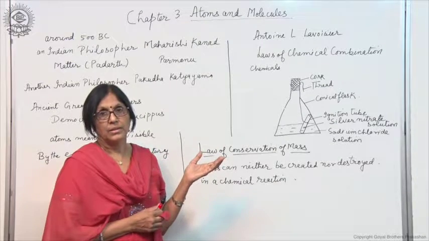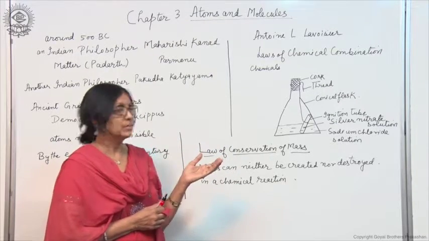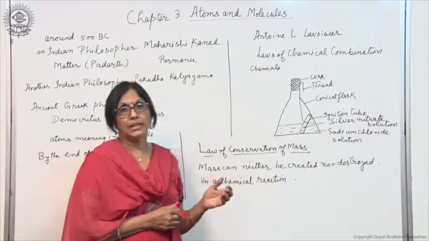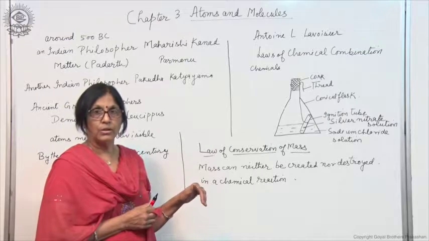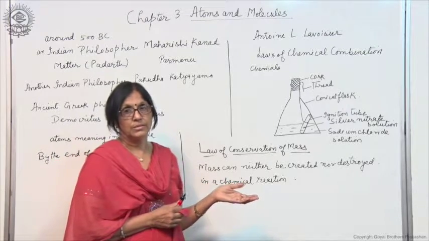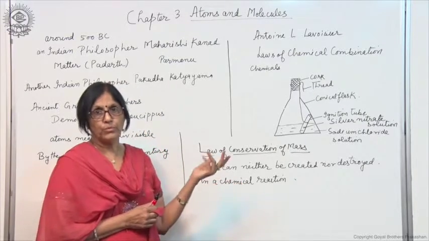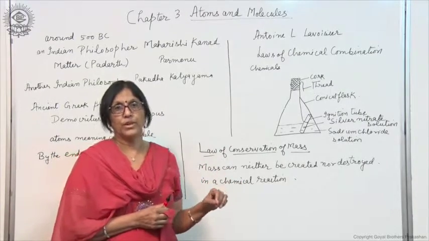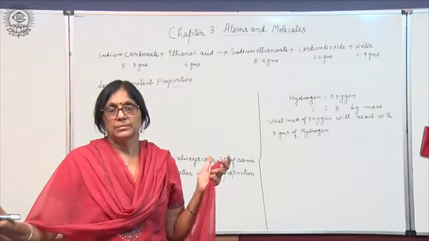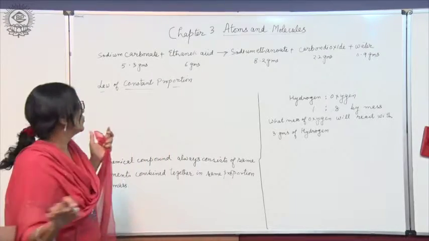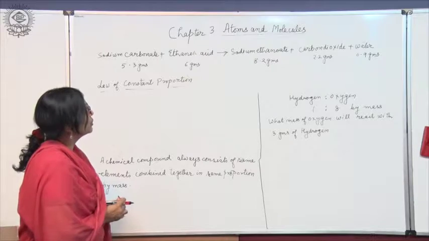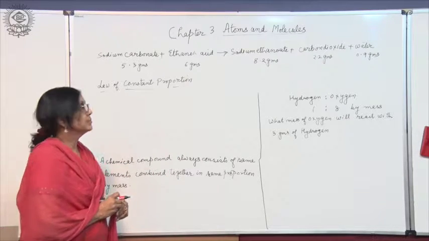On the basis of this, Lavoisier gave the law of conservation of mass. Mass can neither be created nor destroyed during a chemical reaction. This we can prove with the help of some more activity. Let us take an example. Let us take a chemical reaction between sodium carbonate and ethanoic acid to give sodium ethanoate, carbon dioxide and water.